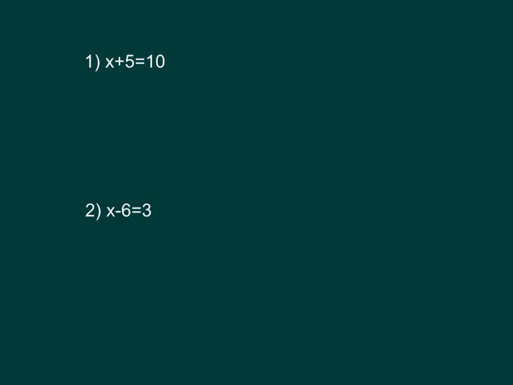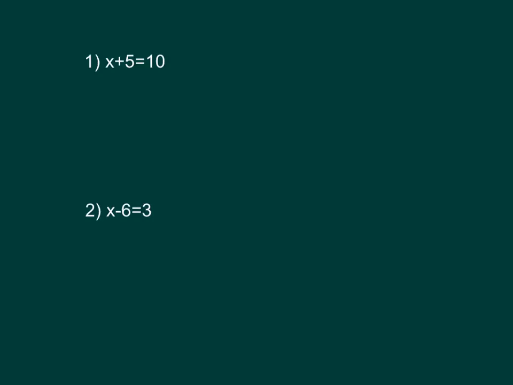Okay, so today we're going to look at equations. We're going to start with some simple one-step ones. So if you look at number 1, x plus 5 equals 10. The whole goal when you're trying to solve an equation is you have to make sure that your equation stays balanced. So if you do something to one side of the equal sign, you have to do the same thing to the other side of the equal sign.